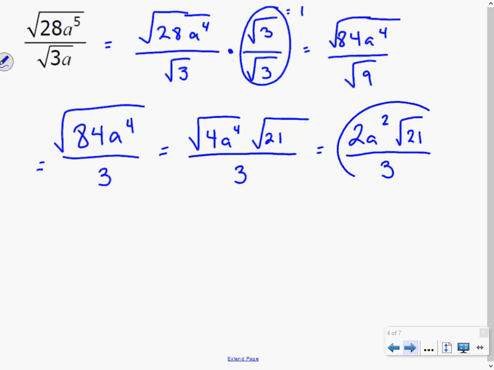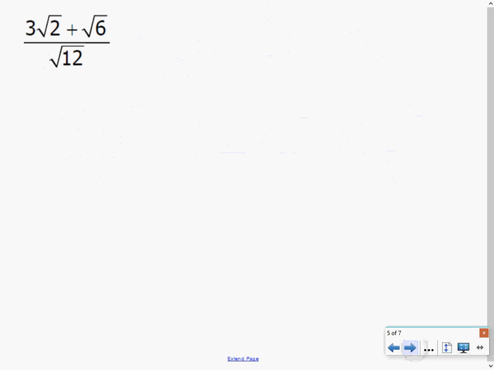So notice we have a radical in the numerator only. Nothing in the denominator, no radicals down there. Just a nice number. So let's look at another one like that.